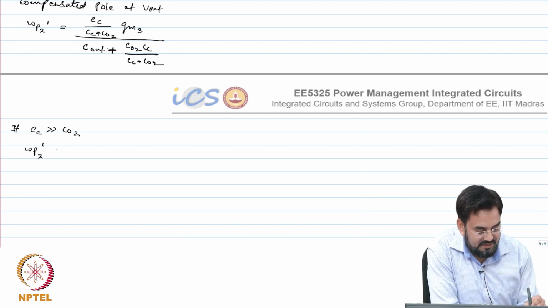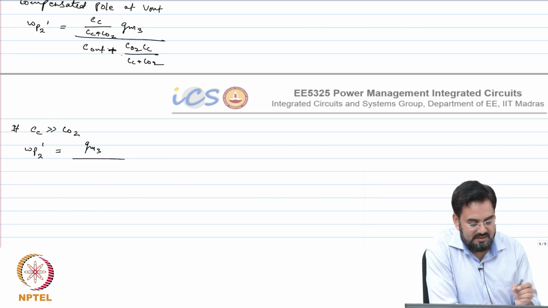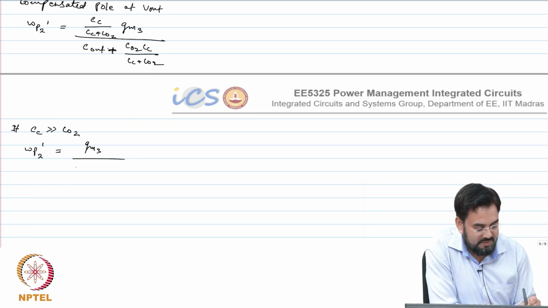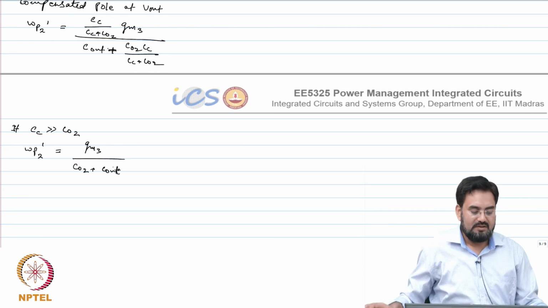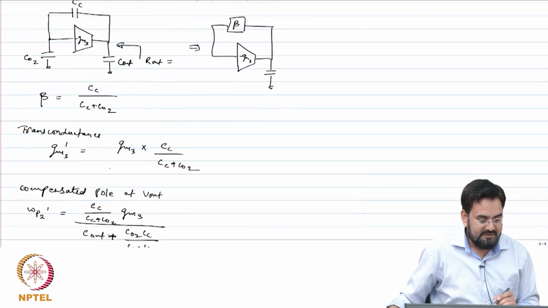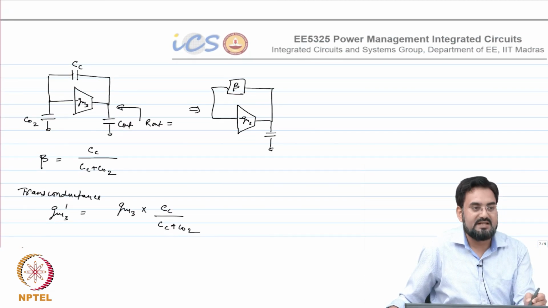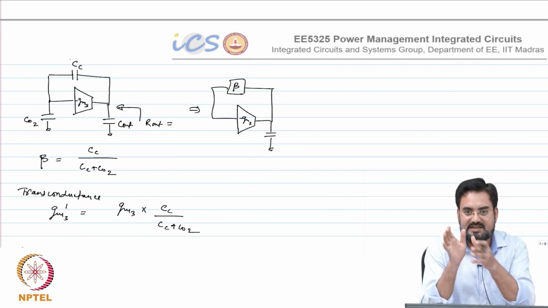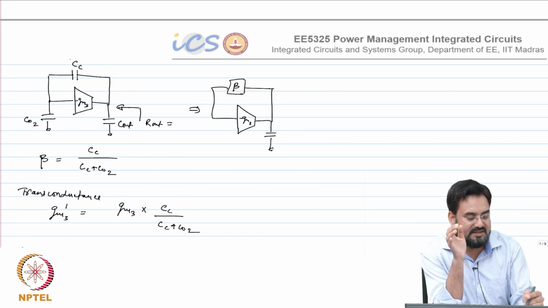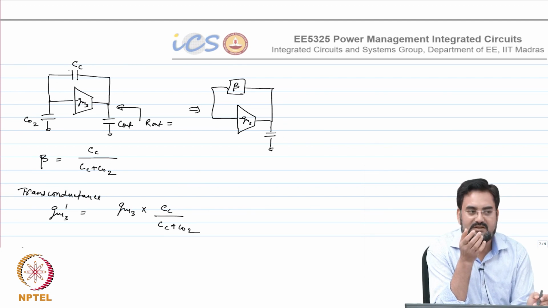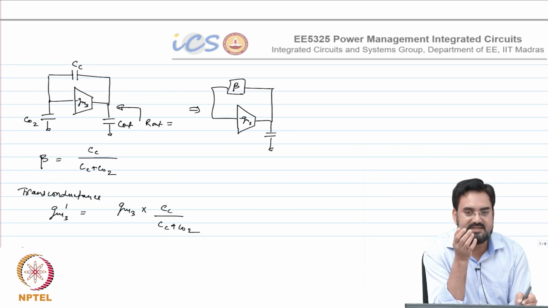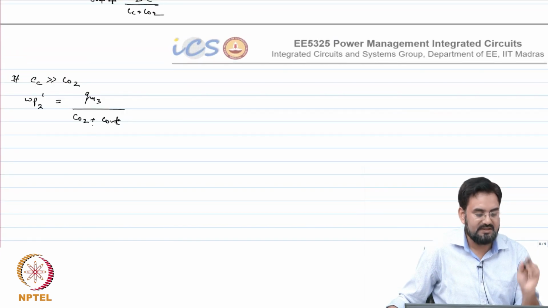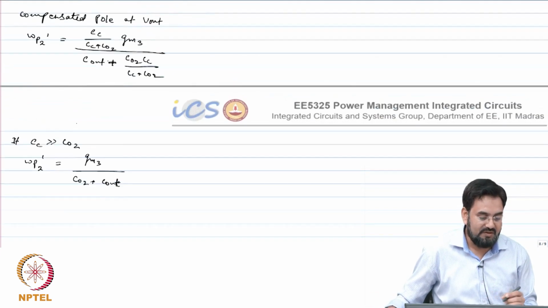So, omega P2 dash equals Gm3 over Cc, C out plus CO2 plus C out. Okay. If you want to look at it intuitively, since Cc is much larger, at the frequency at which your second pole will hit, this capacitor will act as almost a short. So, when this is shorted, CO2 and C out come in parallel and that is what you get here. But if Cc is smaller, then you have to consider this one.